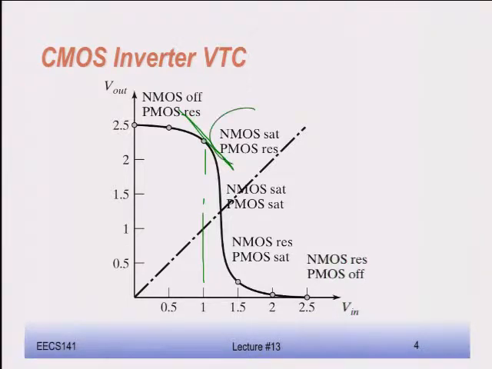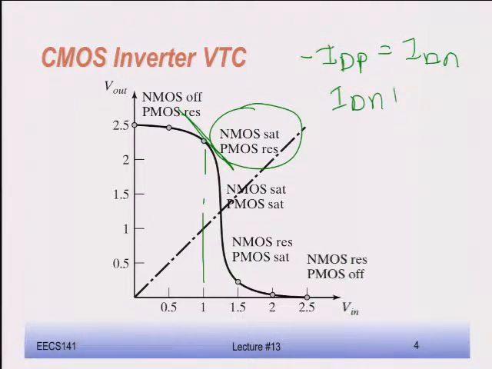So we might imagine that in this operational region, the NMOS is going to be in saturation, the PMOS is going to be in linear mode. So again, what I could do is write IDP, or minus IDP equals IDN, or IDN plus IDP is equal to 0. I have VI and VO, input and output voltage. I can write down those currents and write down this expression.